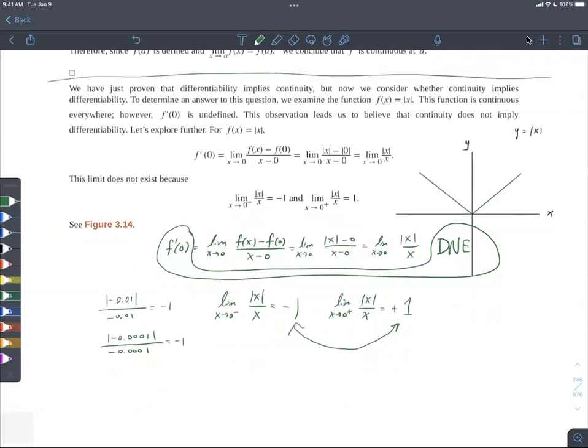So we have just shown that continuity does not imply, so we'll put imply and cross it out, does not imply differentiability.